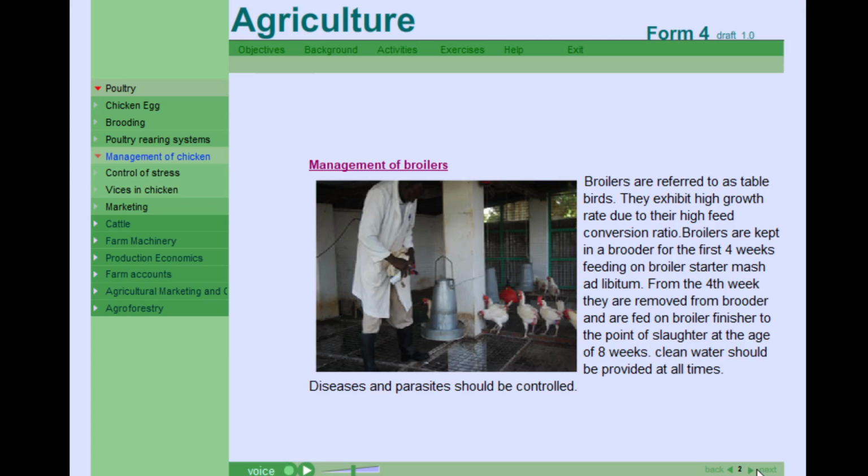From the 4th week, they are removed from the brooder and are fed on broiler finisher to the point of slaughter at the age of 8 weeks. Clean water should be provided at all times. Diseases and parasites should be controlled.